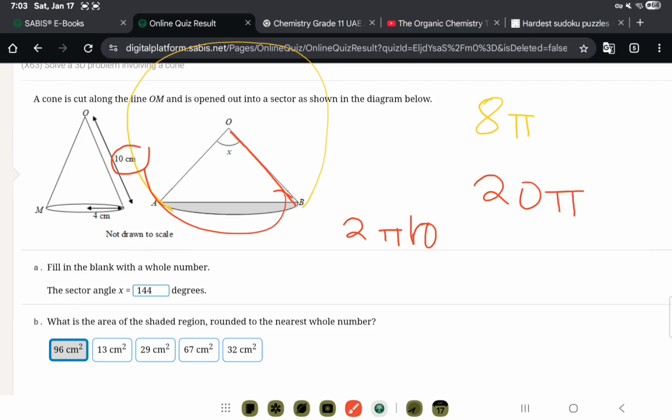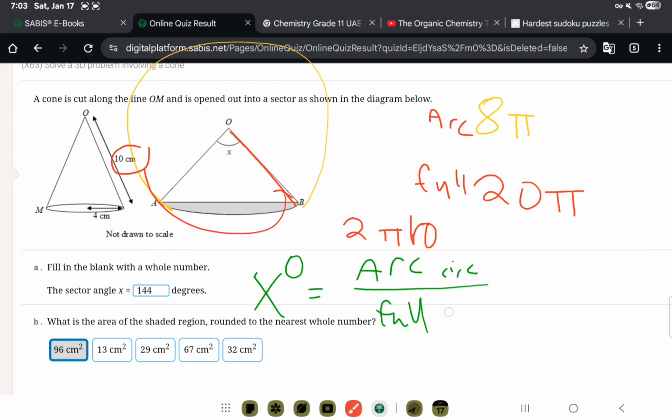Now, there is a formula you need. This is arc, and this is full. The formula that we need is x, which is our angle, is equal to arc circumference over the full circumference, multiplied by 360. So on my calculator, I'm going to do 8 pi over 20 pi.